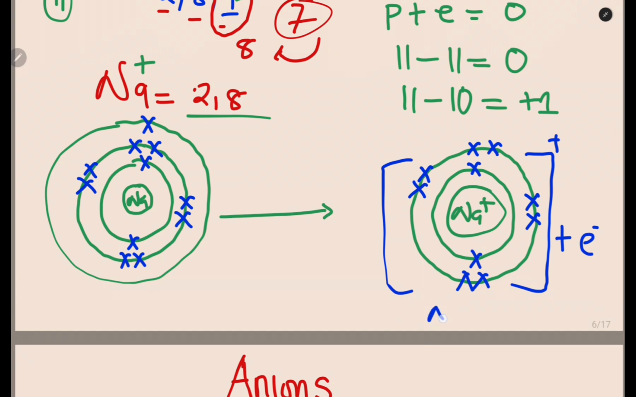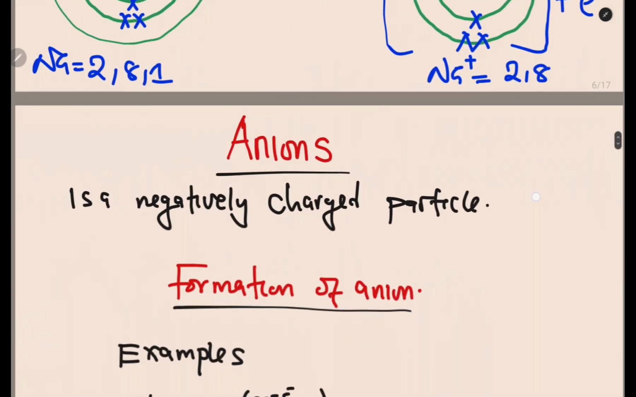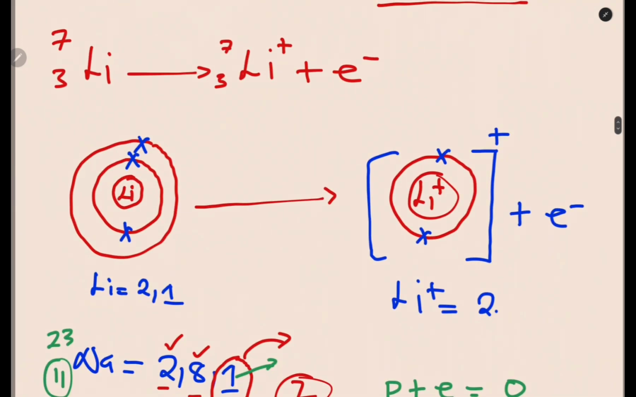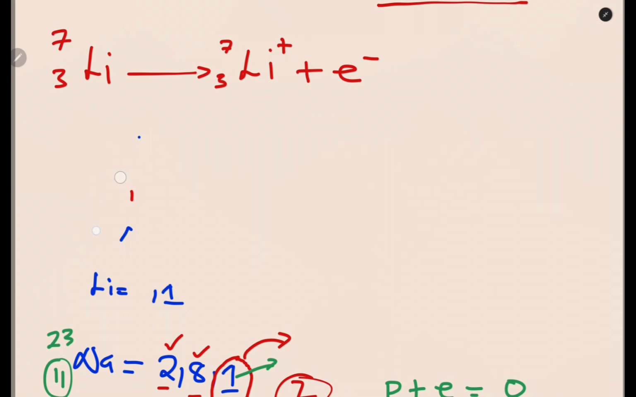The configuration of sodium ion, with the positive charge on top, is going to be 2, 8. Then this one is going to be 2, 8, 1. Okay, this is sodium. All right, so that is the formation. So this is the sodium ion.